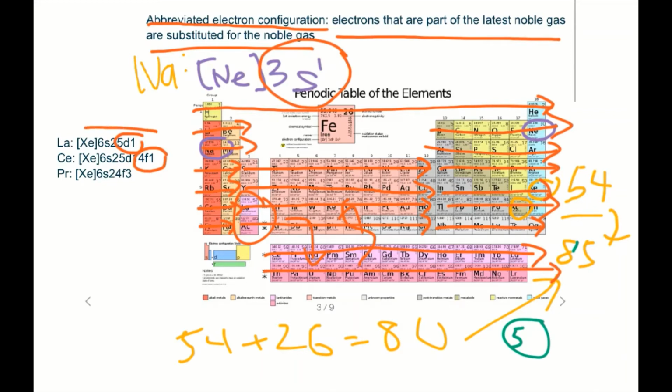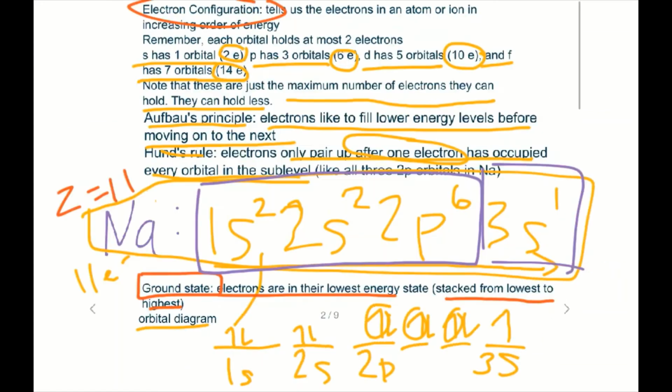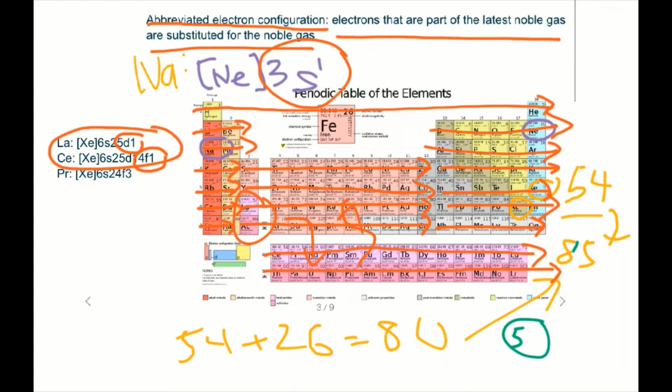And notice how these electron configurations here break one of the rules we learned. It actually breaks Aufbau's principle, since it states that electrons like to fill lower energy levels before moving on to the next. But suddenly, you have lanthanum, who is skipping the 4f sublevel by going straight to the 5d sublevel. And second of all, cerium isn't even finished filling the 5d sublevel, and it suddenly wants to go to the 4f sublevel.